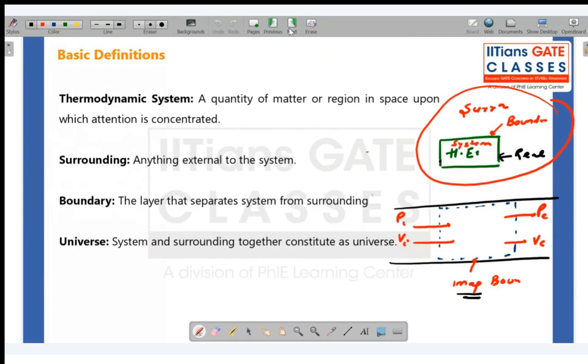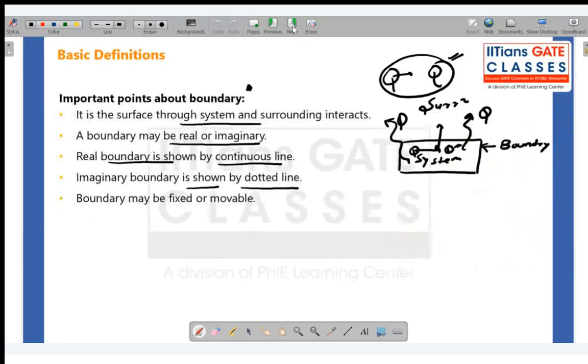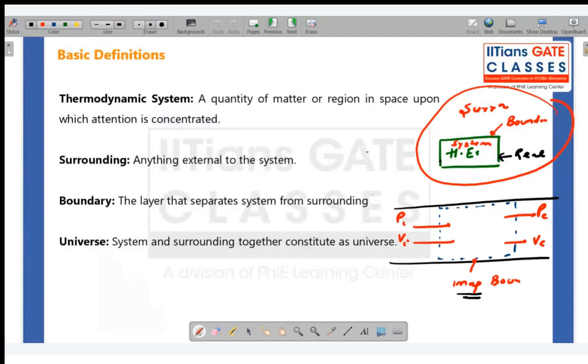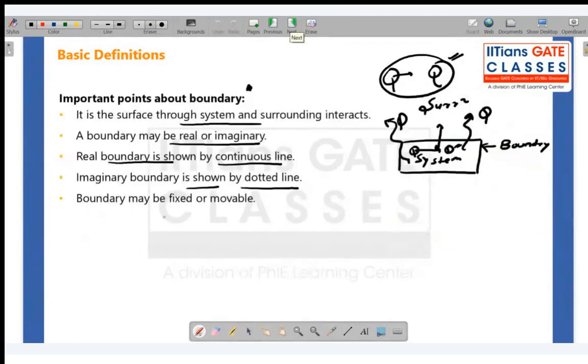If I am saying something and you think it is important or you will forget it, maybe just try to write that. Okay. So as I showed you, it can be real or imaginary. Now real boundary is shown by a continuous line, and imaginary boundary is shown by a dotted line. What else? Now boundary can be fixed or movable. What do you mean by this? For example, you have a pressure vessel.